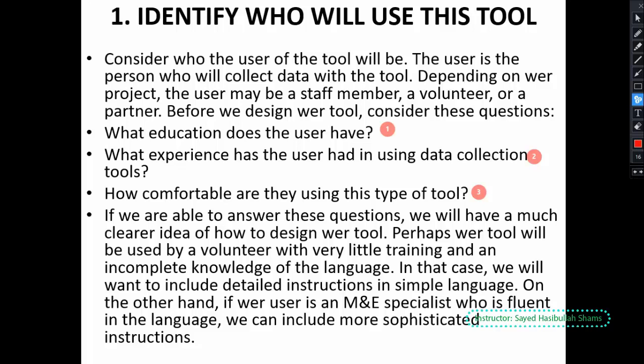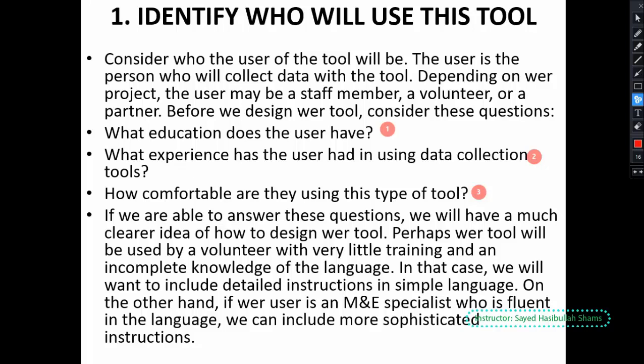Also, we must have instructions in our tool, because a tool is not self-explanatory. We will have instructions so that a person can collect very accurate data for us.